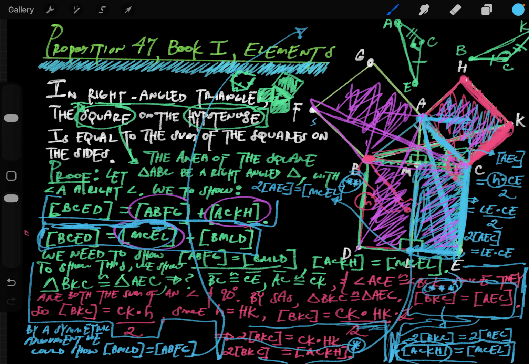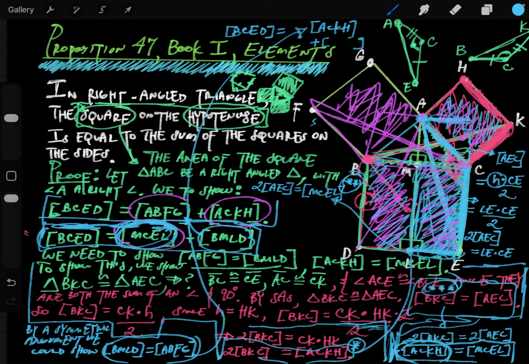So in this equation, when I have BCED is equal to MCEL, obviously this rectangle plus this rectangle is the whole square. The area of that rectangle is equal to this square, so I could just write that square area, plus, and then again, since this BMLD I just showed by a symmetric argument is equal to ABFG, I could write plus ABFG.